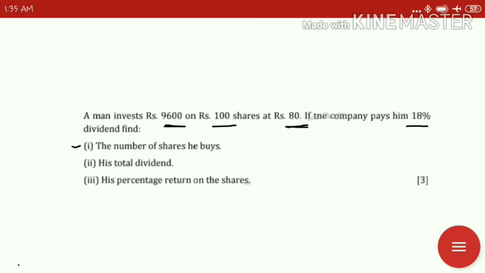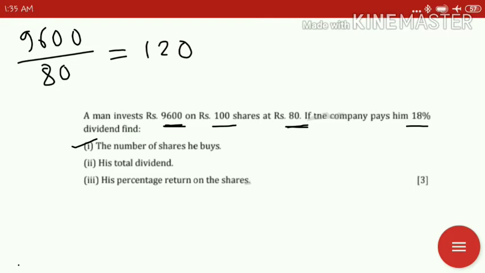Number of shares he buys, directly put the formula: the total investment, 9600, by the market value, that is 80. If we calculate, you get 120. So 120 shares the person has bought. And his total dividend, directly put the formula: number of shares, that's 120, face value 100 and the rate 18%, all are given. Just put them and you will find out the dividend accordingly.